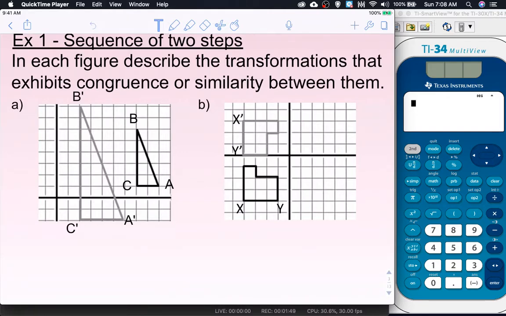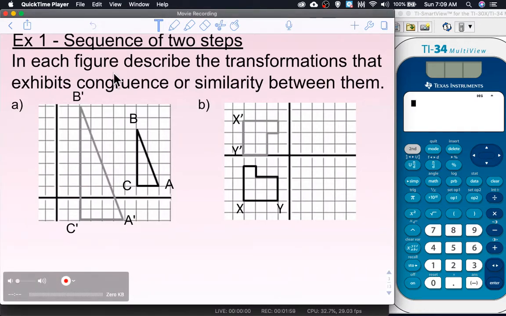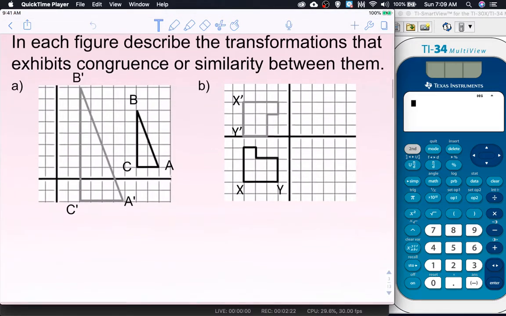It says, in each figure, describe the transformations that exhibit congruence or similarity between them. Those directions are confusing for some students. It means describe the transformations that show that either these two shapes are congruent, they're identical, or that they're similar, like this one here. So what we want to do is basically list out the transformations like we have been doing.